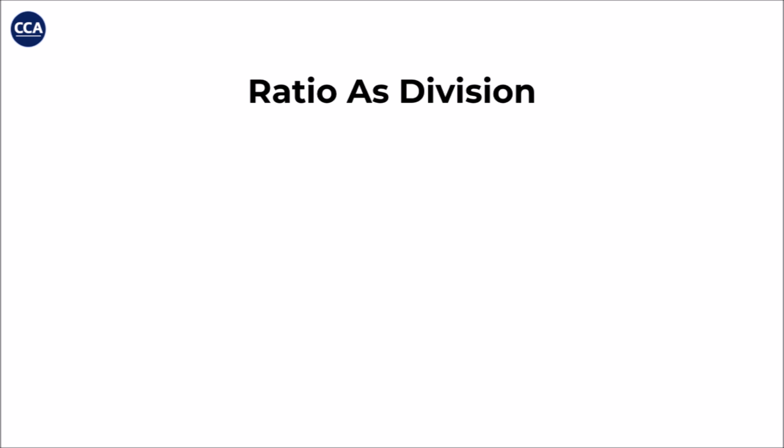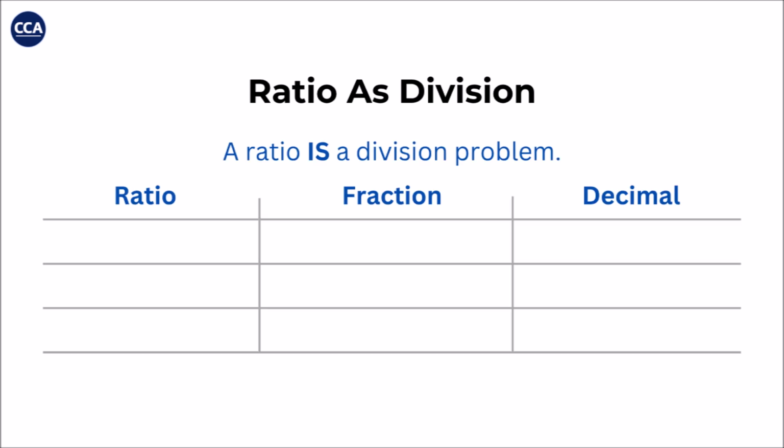Now, here is the concept that connects ratios, fractions, and decimals all at once, and most students never realize it. A ratio can represent division. 3:4 means 3 compared to 4. But it also means 3 divided by 4.